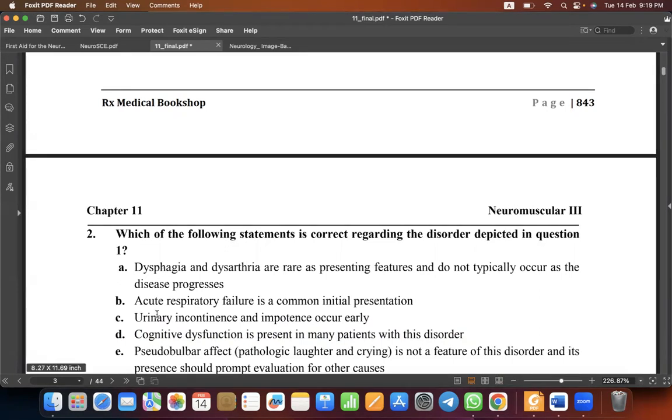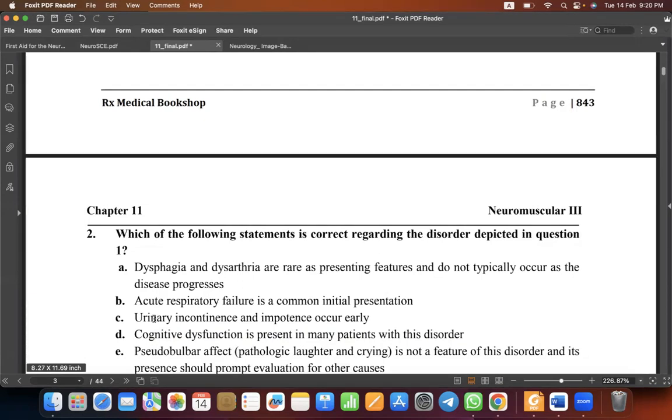Next, acute respiratory failure is a common initial presentation. It's not an initial presentation. In advanced cases, respiratory failure is an important cause of high mortality risk. It's not acute; it's actually chronic involvement more importantly. Third, urinary incontinence and impotence occur early. The issue is that in amyotrophic lateral sclerosis, the Onuf nucleus is particularly spared, so there will be less possibility of any urinary complaint.